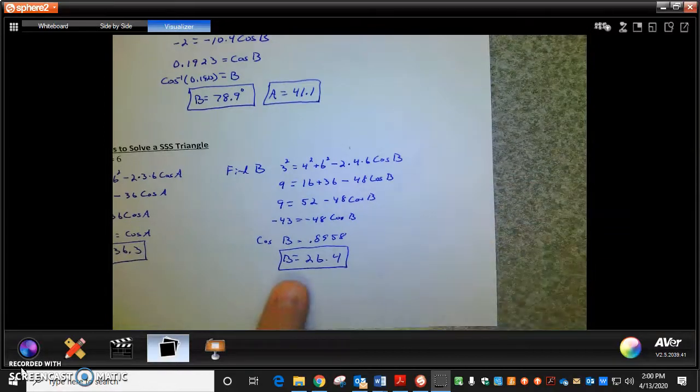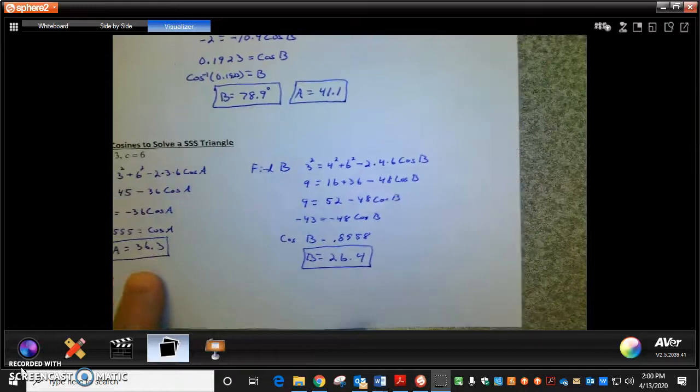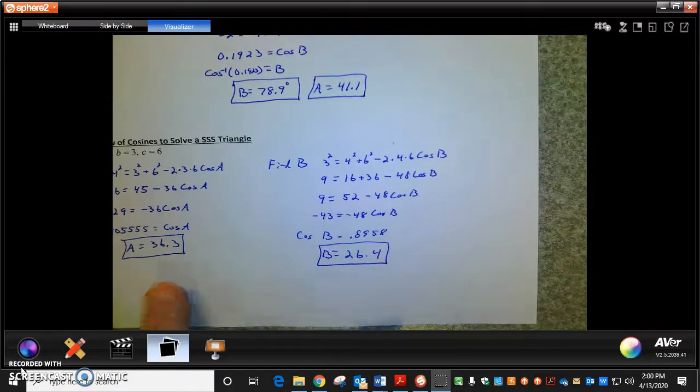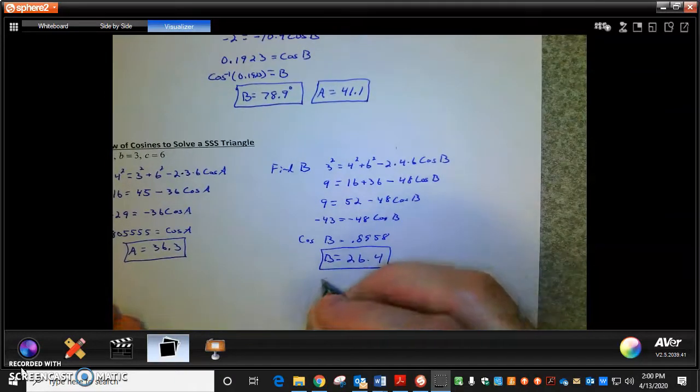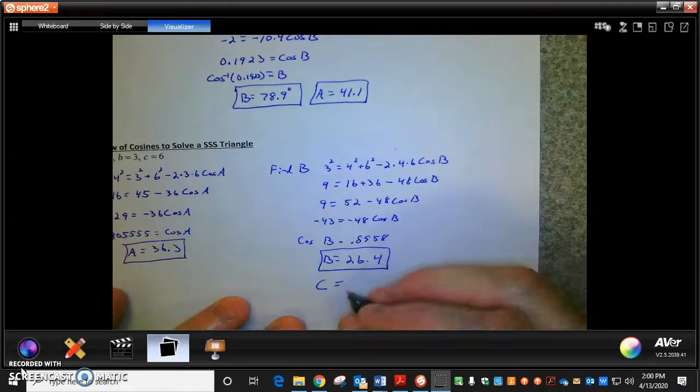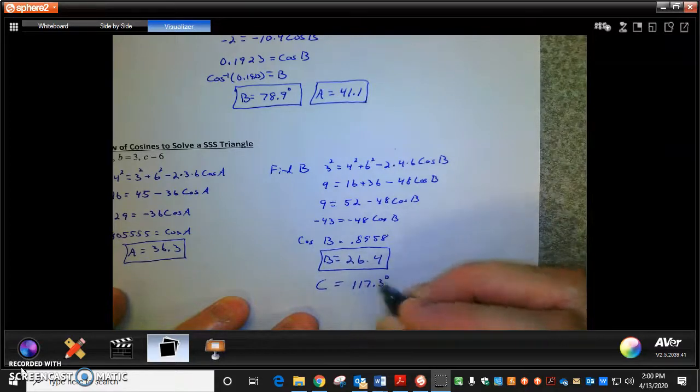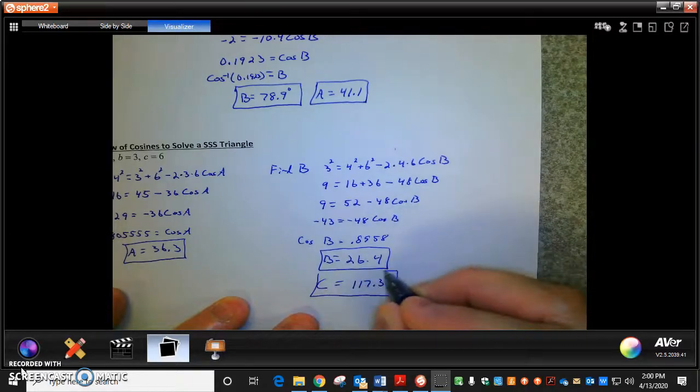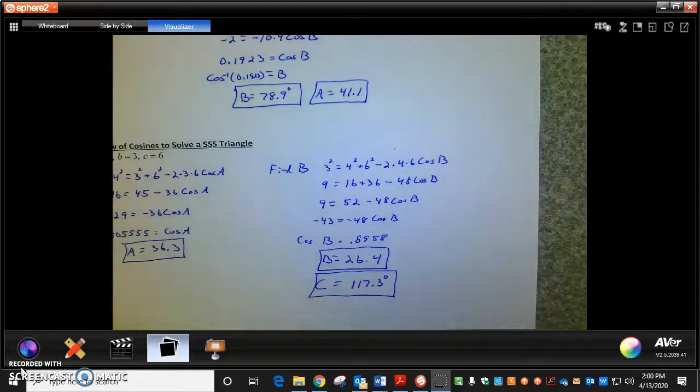Okay? Now, once we know big B and we know big A from our previous step, now again we can find big C by just adding these 2 together and subtracting from 180. So big C would be 117.3 degrees, and now we have solved that triangle.